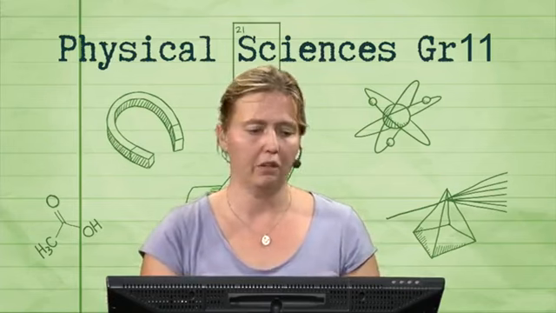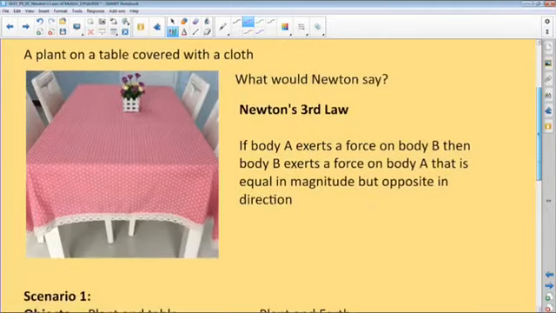Okay, so let's have a look here. We're back to our plant on the table, the cloth on the table still. The question is, what would Newton say? So Newton said this in his third law. If body A exerts a force on body B, then body B will exert a force on body A that is equal in magnitude but opposite in direction. I want to look at this word magnitude. Here we can say size instead.